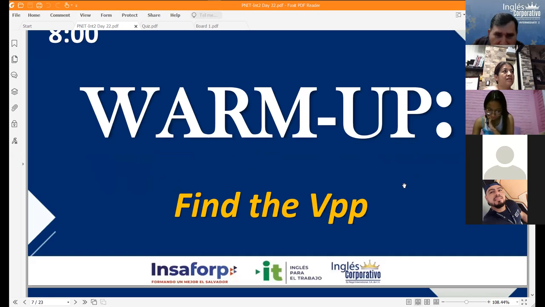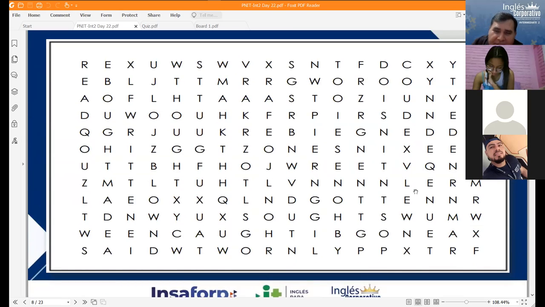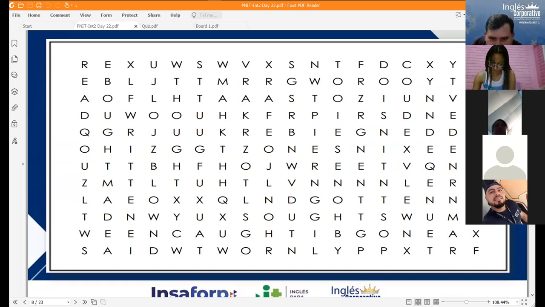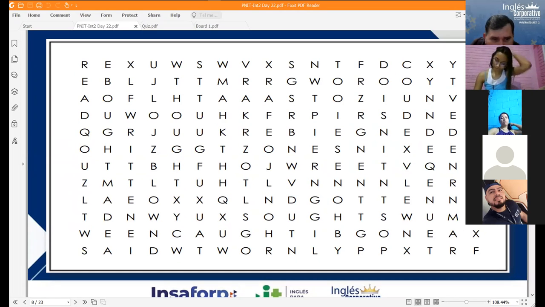Okay. Warm up. Find the verb in the past participle. The verb in the past participle is the word that is in the third line when you have a list of verbs: the present simple, the past simple, and the past participle. The last one, like write, wrote, written. Written is the past participle. So you have to find similar words in the box.